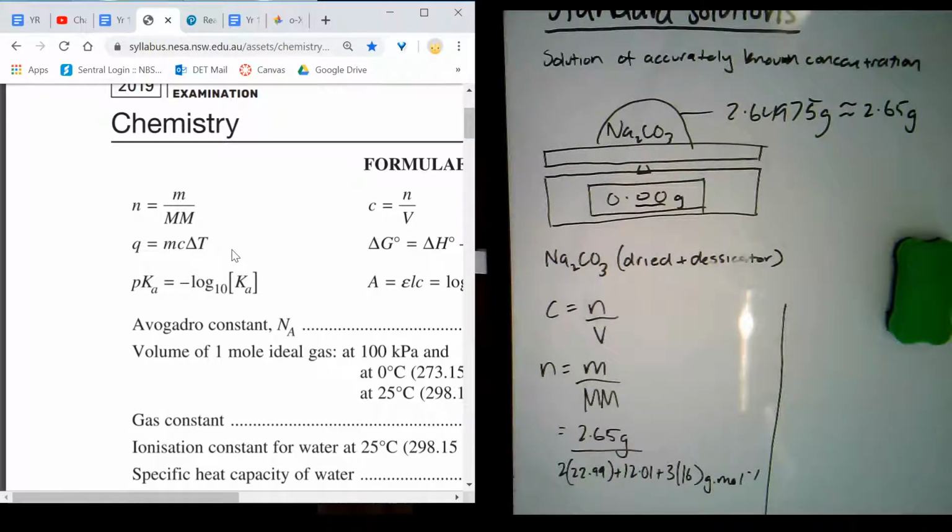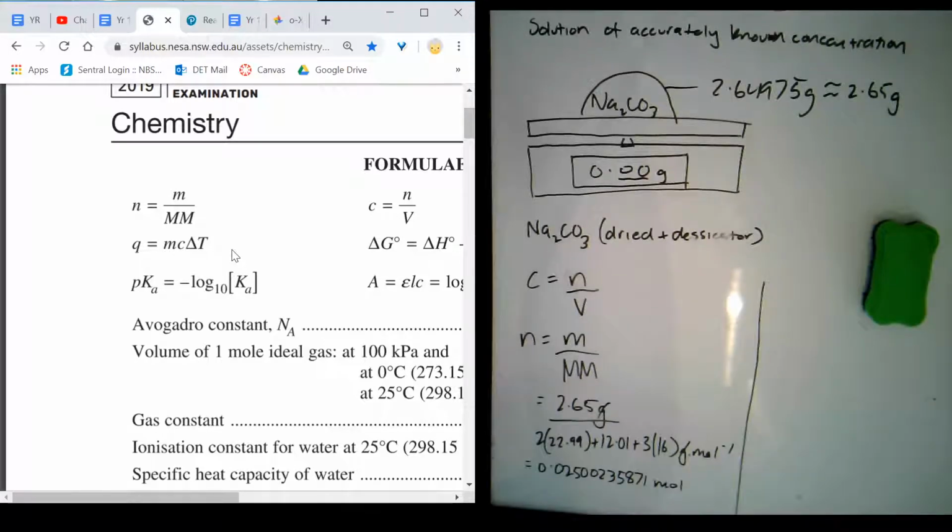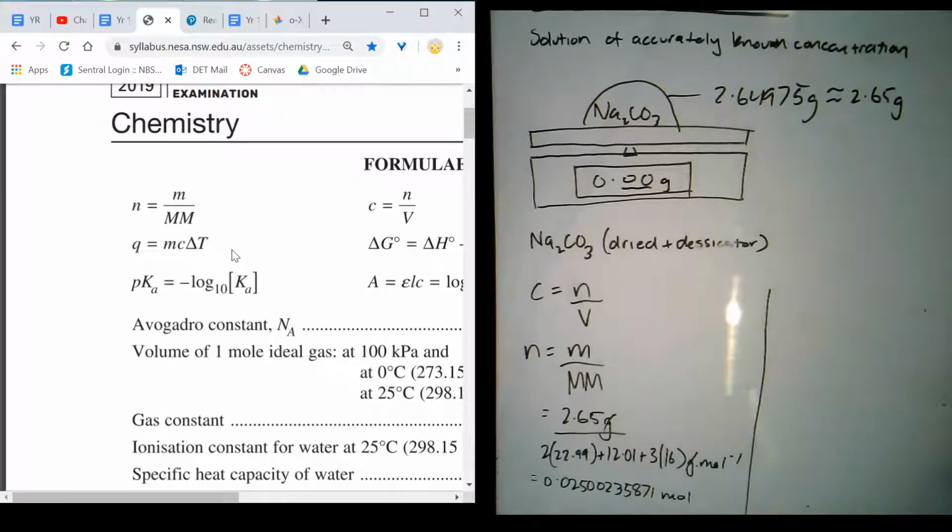If we go and do that in our calculator now, we have 2.65 grams, 2 times 22.99 plus 12.01 plus 3 times 16. You end up with 0.02500235871 moles. Okay, which is a little bit different to when this was all zeros just before. Not the biggest issue in the world, it just means our concentration is going to be a bit different, but once again, as long as we know that.